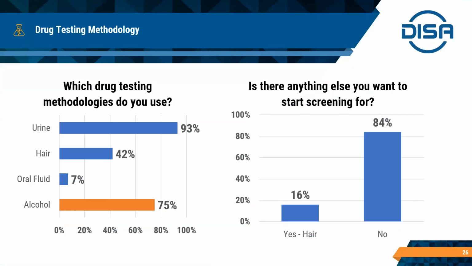Where we saw companies not consistently performing alcohol testing was upstream, with exploration and production fields. And then we asked an open-ended question: is there anything else you'd like to start screening for? And 16% responded with hair testing.